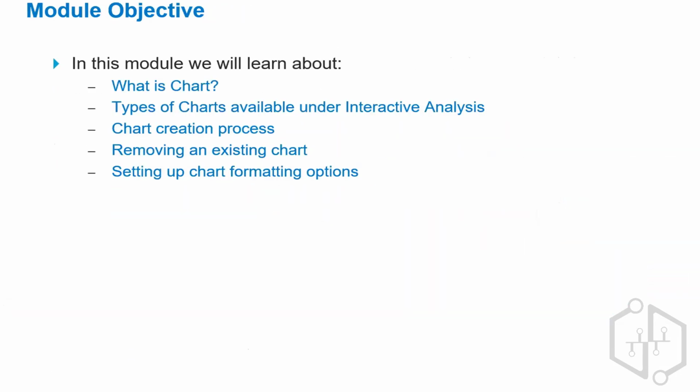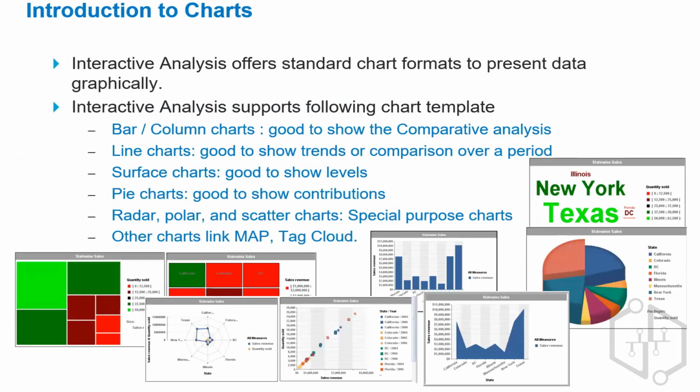So these are all the types of charts that we have. BOBJ offers standard chart formats to present data graphically. Instead of presenting data in a tabular format, if you want more visualizations, and if our data is very high level and we want to see the insights in a more creative and visual manner, we can use charts. These are the types of charts that are available in BOBJ.